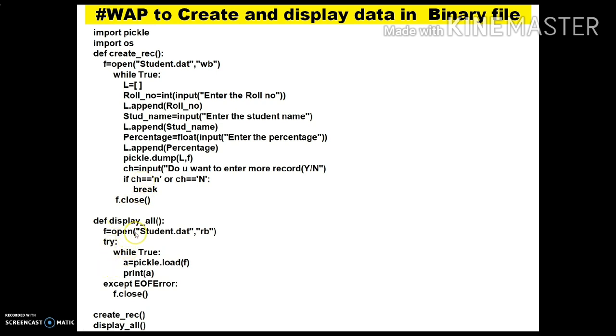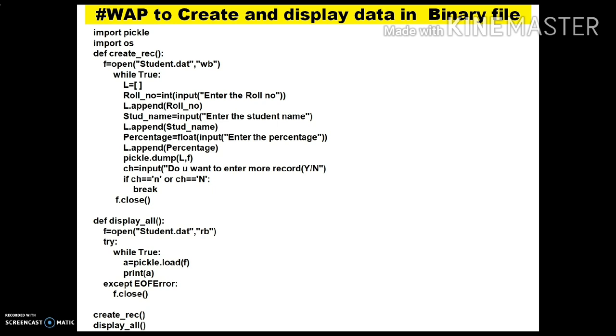Now I am writing the display all function. How to display the records? Again I am opening the student.dat file in reading mode, that is rb, R for reading, B for binary mode. Now let me tell you, when you read a binary file, the file pointer points to the first record. When you read the first record, the file pointer goes to the second record. Now you can read the second record.